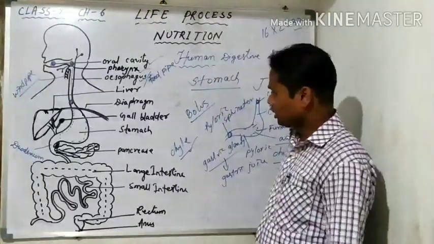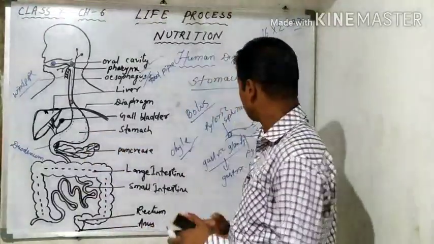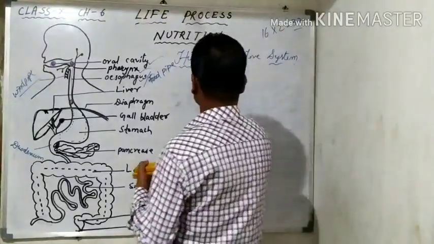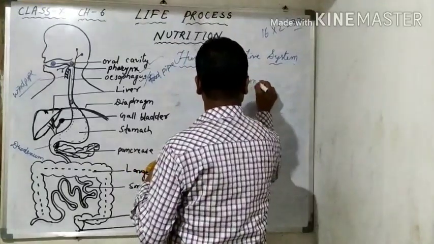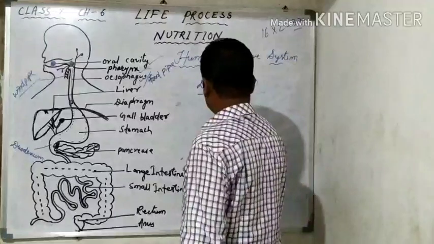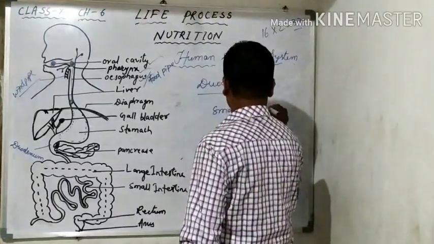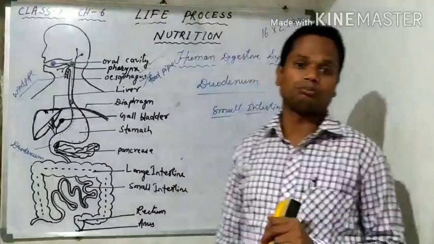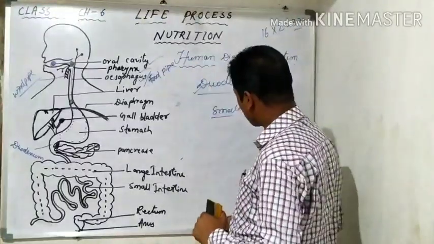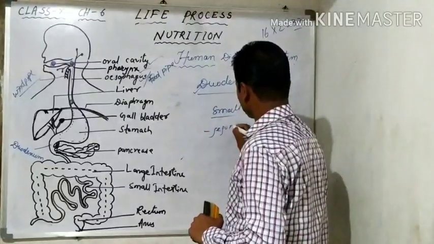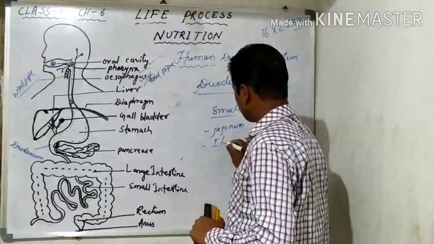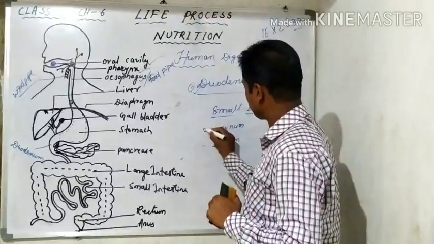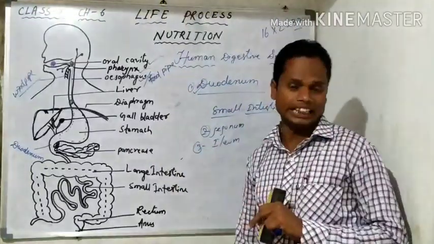Okay. Now coming to the next part of the digestive system, that is the duodenum. We will discuss the duodenum properly. Actually, this is part of the small intestine. The small intestine is the longest part of the digestive system, and it has three parts: number one is the duodenum, the second is the jejunum, and the third is the ileum.